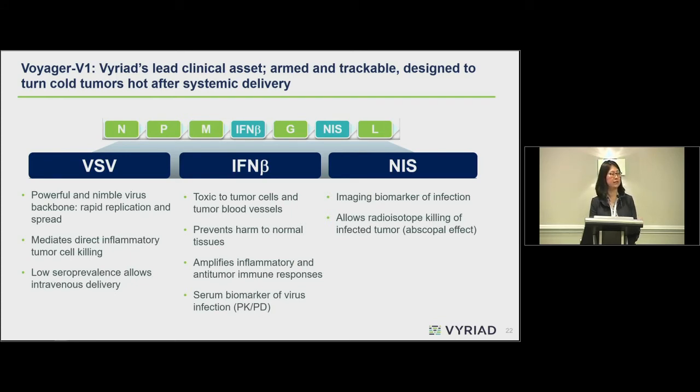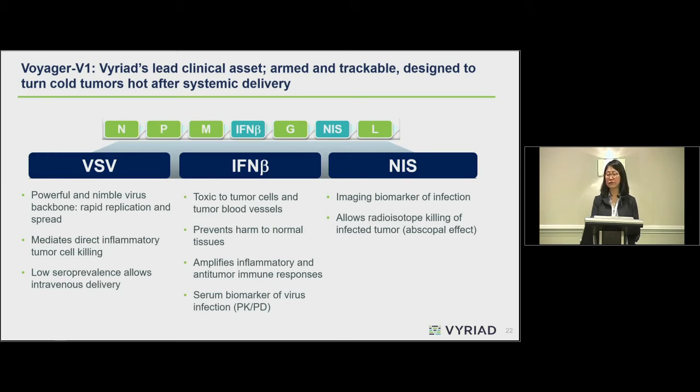VSV is suitable as a systemic therapy because of the low seroprevalence, but it also is a fast, potent virus and drives high levels of gene expression. The interferon beta transgene allows us to control the tumor selectivity, but it itself is also a protein used in anti-cancer therapy because it has anti-proliferative and anti-angiogenic activities, but it's really kind of sexy in this immuno-oncology world because it also activates the immune parameters. But here we also add the fourth point that it is also a very sensitive biomarker of virus PD.